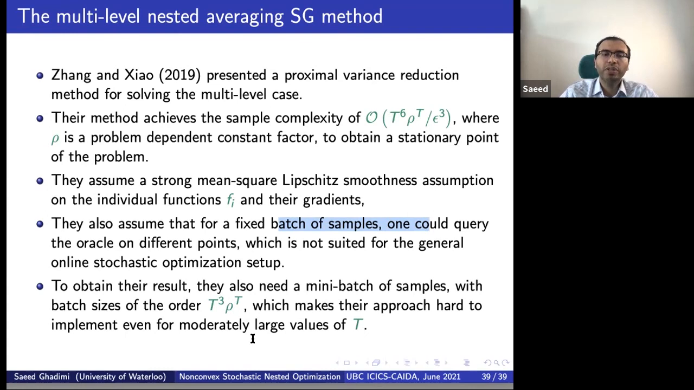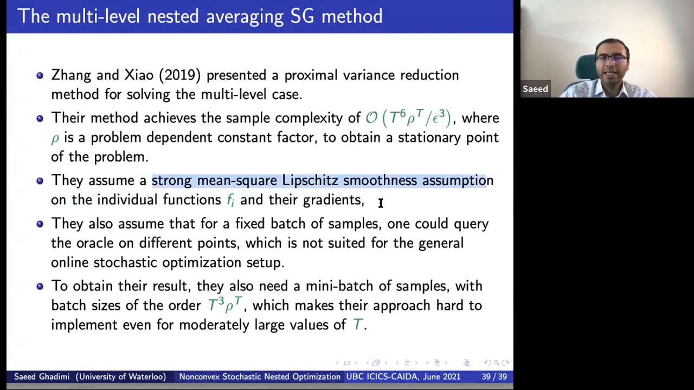They also need to take a batch of samples, but the order of this batch would be t cubed. So if you have moderately large values of t, it would be hard to implement this algorithm because you need a large number of samples per iteration. However, in practice, usually you need fewer samples. But even in classical single-level stochastic optimization, people have shown that you can get 1 over epsilon to the 3 by using this stronger assumption.